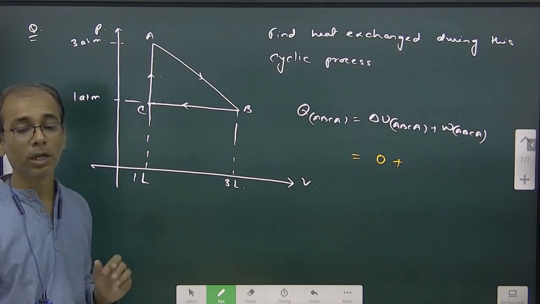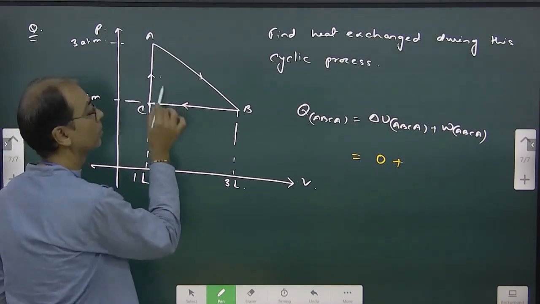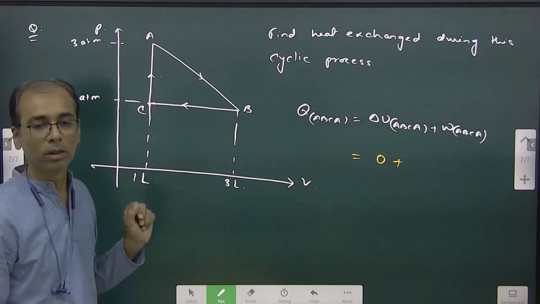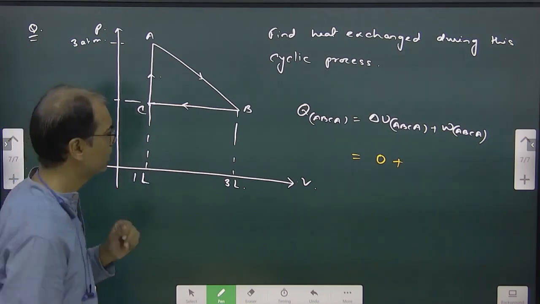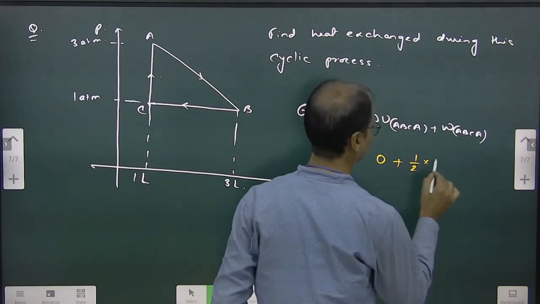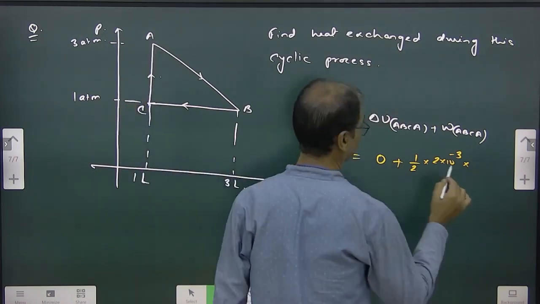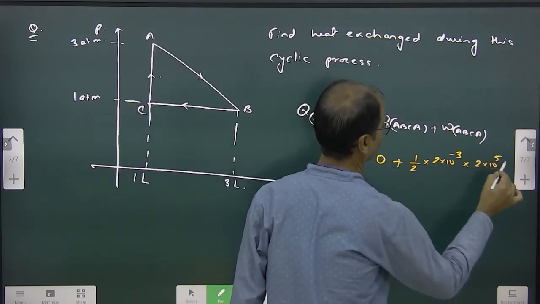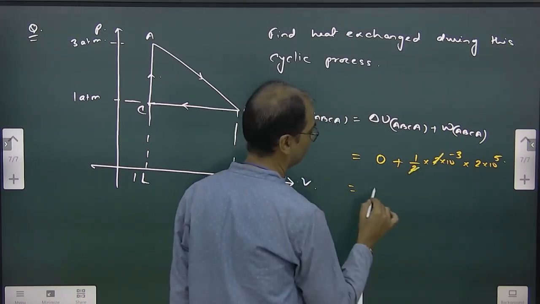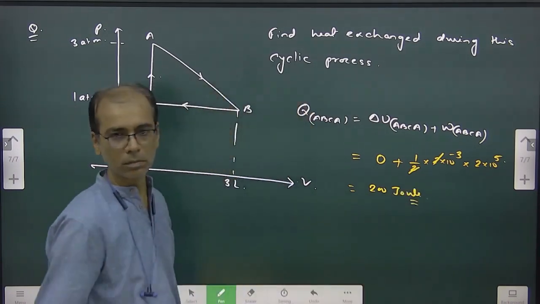So ABCA now. Now ABCA means what I have to do? It's a cyclic process now. So just calculate the area within this. That means the area of the triangle. How is the motion? Clockwise. So work done is positive. So just write it. It's half base into height. Base is what? 2 liter, 2 into 10 to the power minus 3. Height, 2 atmospheric pressure, so 2 into 10 to the power 5. Half and 2 cancel. It's 200 joule, positive. That's what is given.